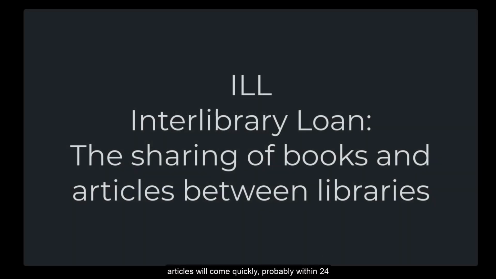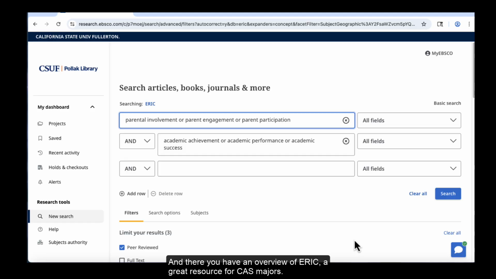Most ILL articles will come quickly, probably within 24 to 48 hours, but some may take longer, so start your research early so that you will have time to get any articles you might have to request. And there you have an overview of ERIC, a great resource for CAS majors.